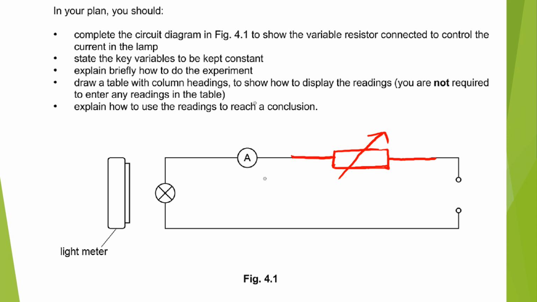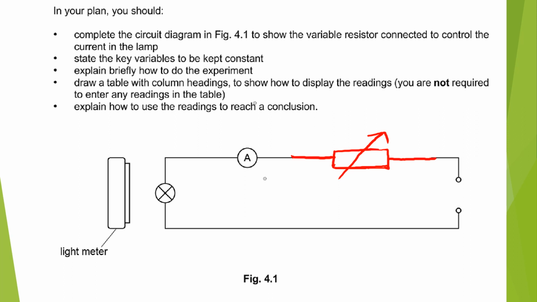Third question, explain briefly how to do the experiment. This is the procedure. So we can write the first point: set the variable resistor to a lower value, measure the amount of current in the ammeter, and note down the value in the light meter. Repeat the experiment for different currents, note down the value of the light meter, and tabulate them.